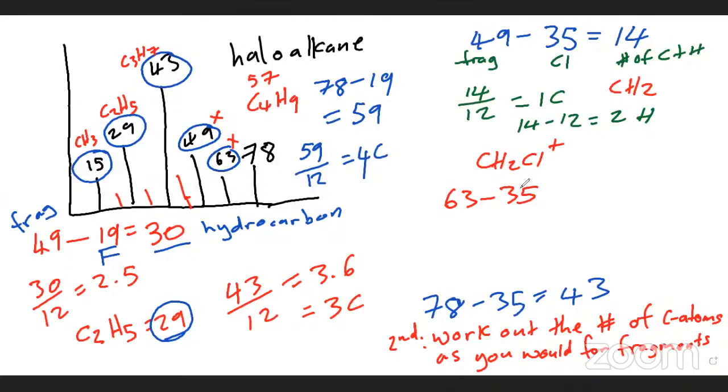So for the person that is asking on the channel, that is what I'm going to do now again. I am working out the number of carbon atoms for the fragment 63. The first thing I did was subtract the mass of my halogen from the mass of the fragment, and I get 28. This 28 is for carbon and hydrogen. Just like we normally do, you divide by 12. You know you're going to get 2, so we don't have to waste time there. So it will be 2 carbons.